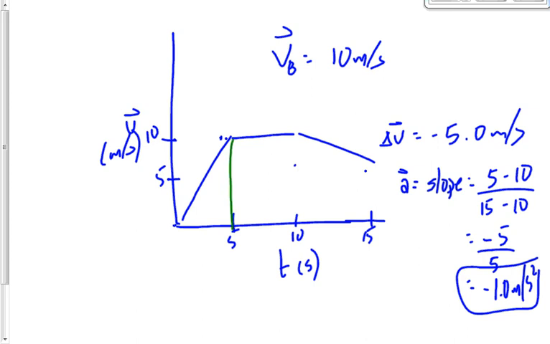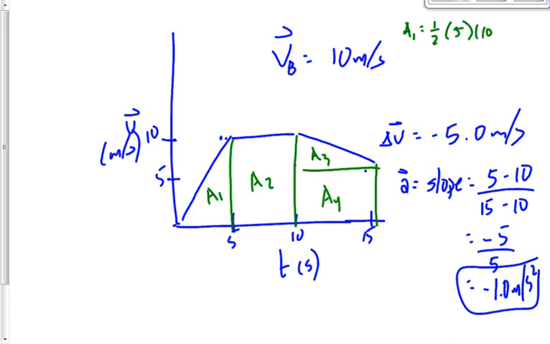Right. Let's break it up like this. Okay, we've got a triangle here. We'll call that A1, A2, A3, and A4. A1 is a triangle, so it's going to be 1/2 base times height, 1/2 of 5 times 10. It's going to give me 25 meters. A2 is a rectangle. This one's easy. Base times height. The base is 5 to 10, so it's 5. The height is 10. The area is 50 meters.